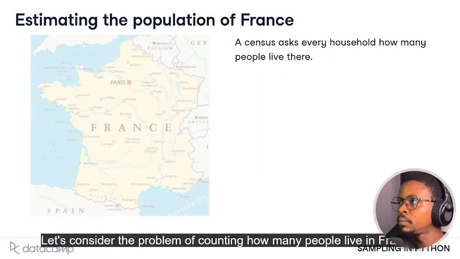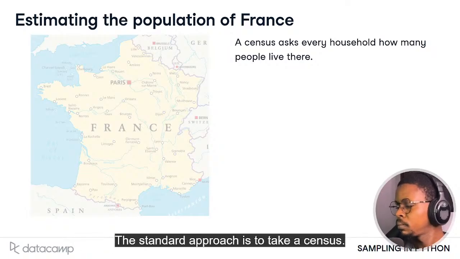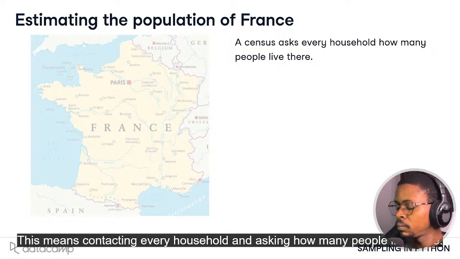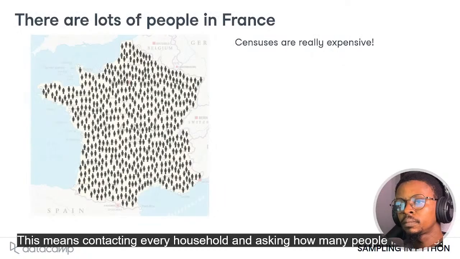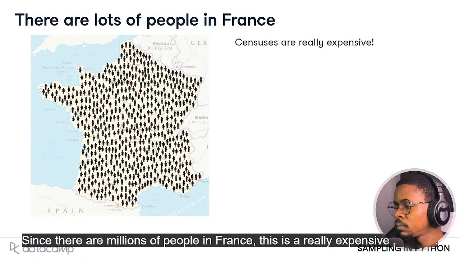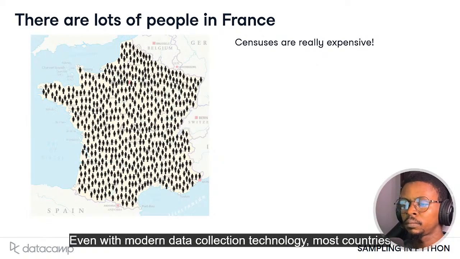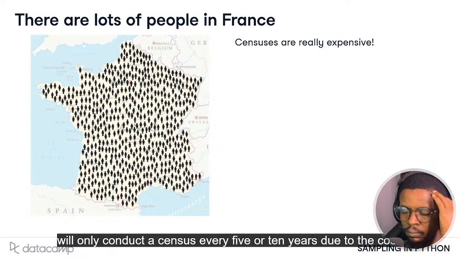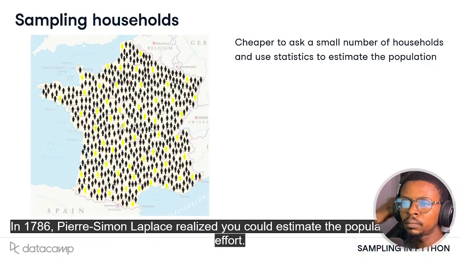Let's consider the problem of counting how many people live in France. The standard approach is to take a census. This means contacting every household and asking how many people live there. Since there are millions of people in France, this is a really expensive process. Even with modern data collection technology, most countries will only conduct a census every 5 or 10 years due to the cost. In 1786, Pierre-Simon Laplace realised you could estimate the population with less effort.